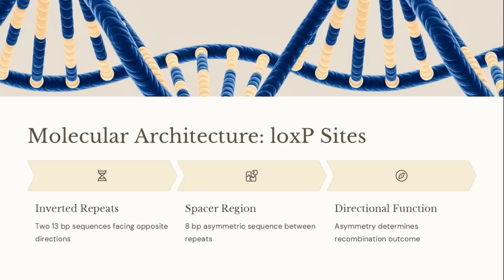Lox P sites have a unique molecular architecture, including inverted repeats, a spacer region, and directional function. The inverted repeats are two 13 bp sequences facing opposite directions, while the spacer region is an 8 bp asymmetric sequence between the repeats. The asymmetry determines the recombination outcome.